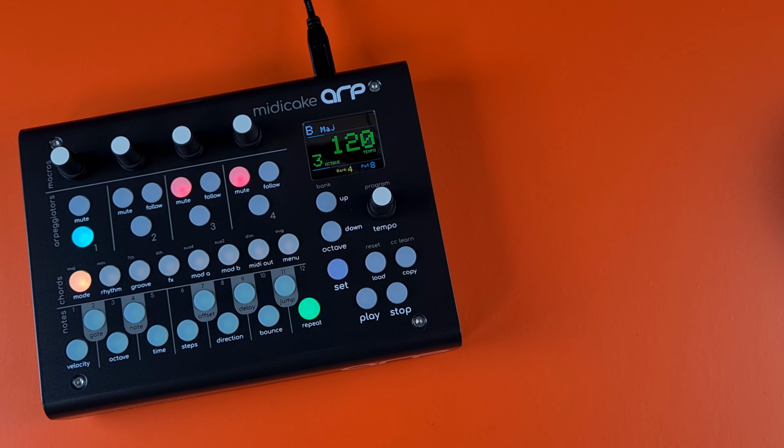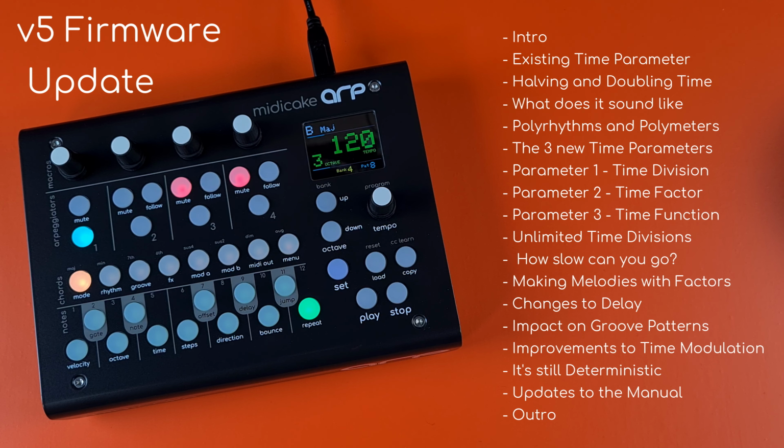This is the first of 2 videos looking at the new firmware update, version 5, for Midicake ARP. And this video is all about timing. Before getting to the changes though, I need to give you some background context, as it's fundamental to understanding why the new parameters work as they do. The changes are revolutionary, and so please stick with it while I do my best to explain.